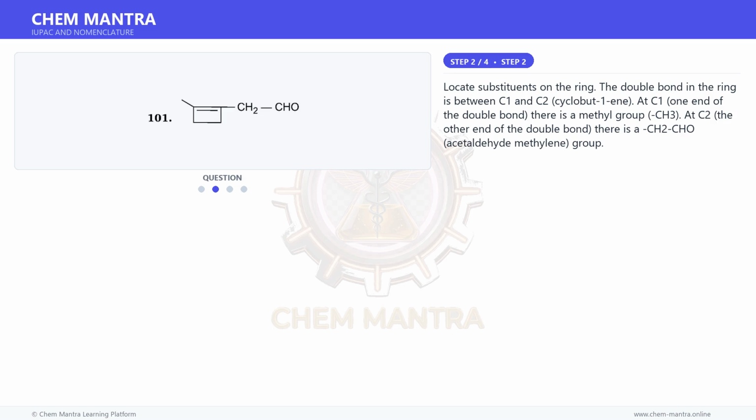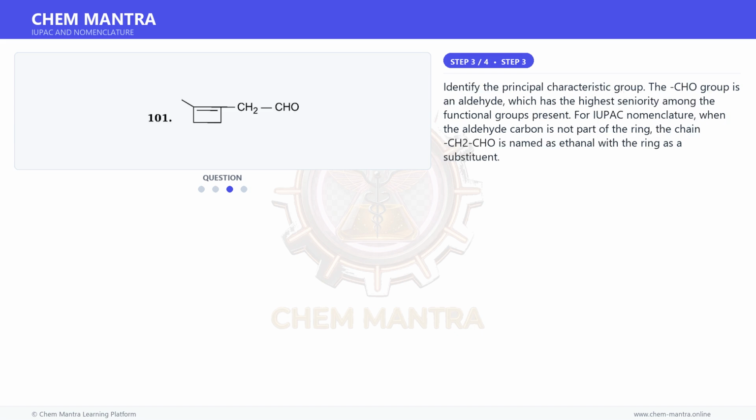Locate substituents on the ring. The double bond in the ring is between C1 and C2, cyclobut-1-ene. At C1, one end of the double bond, there is a methyl group, CH3. At C2, the other end of the double bond, there is a CH2-CHO, acetaldehyde methylene group. Moving on to the next step.